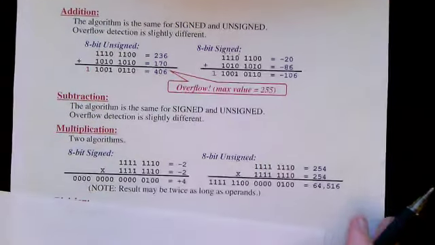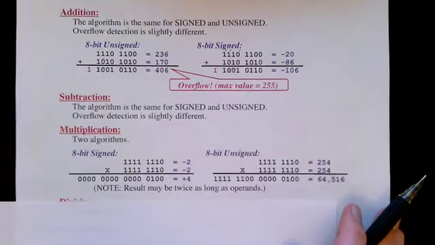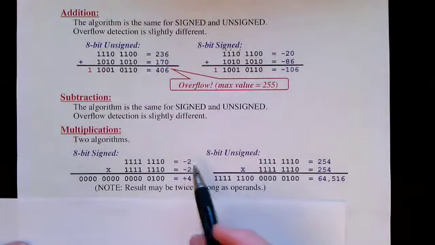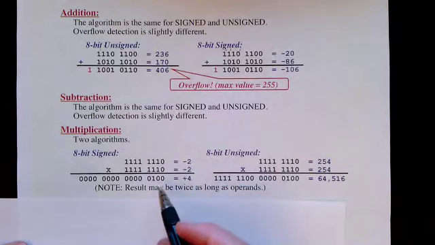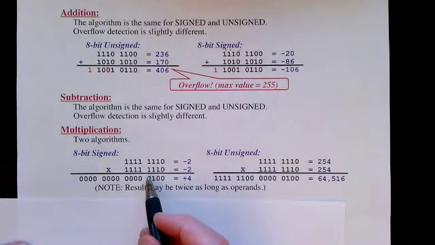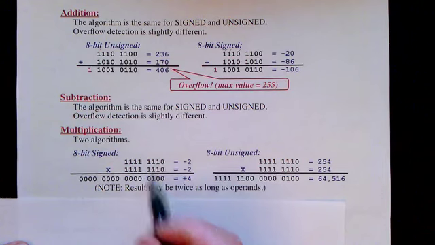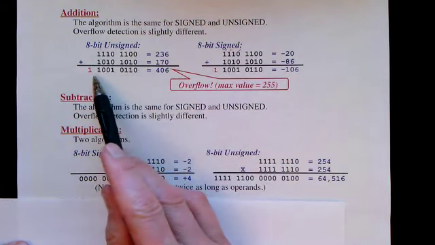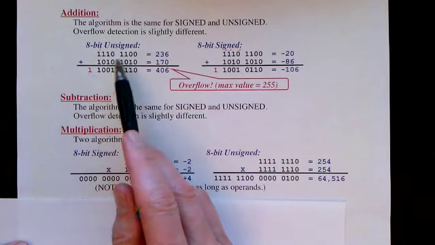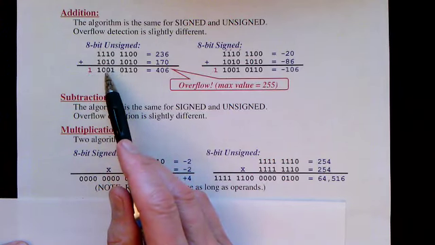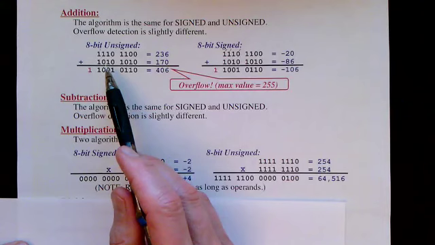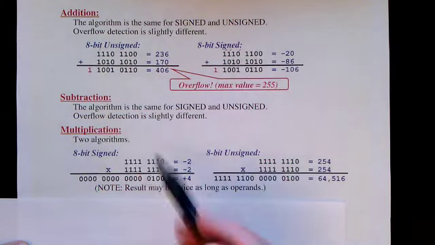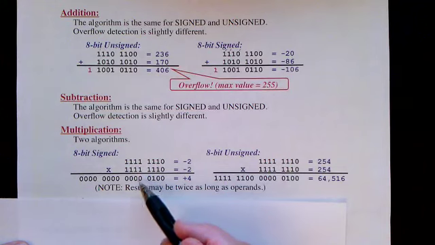Multiplication is different. With multiplication, there are 2 different algorithms. First of all, note that the result can be twice as large. With addition, our result can only be 1 bit larger. And with multiplication, our result can be twice as large.